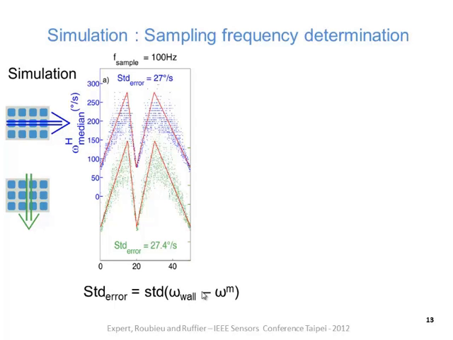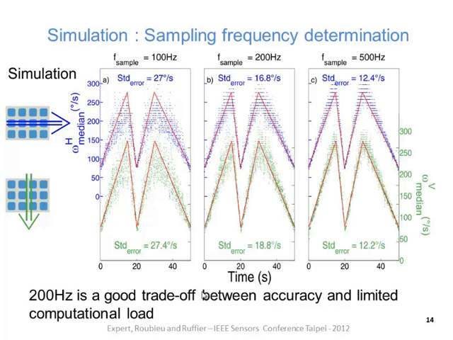Here you see in red the theoretical angular speed due to the motion of the contrast, and in blue or in green, you see the output of the sensor. To compare the performances, we determine the dispersion of the data, which is defined as the standard deviation of the difference between the theoretical and the measured angular speed. We did that at 100 Hertz, 200 Hertz, and 500 Hertz, because usually before we were using 1 kilohertz or 2 kilohertz to have a good resolution. So we wanted to go to smaller values, but we knew that we couldn't go less than 100 Hertz.